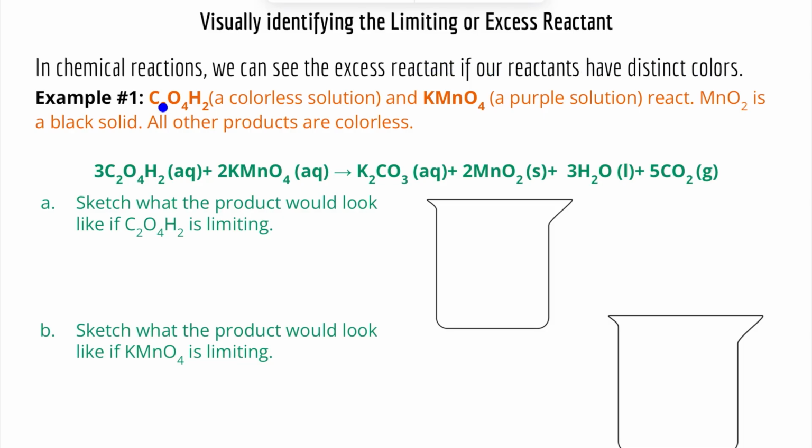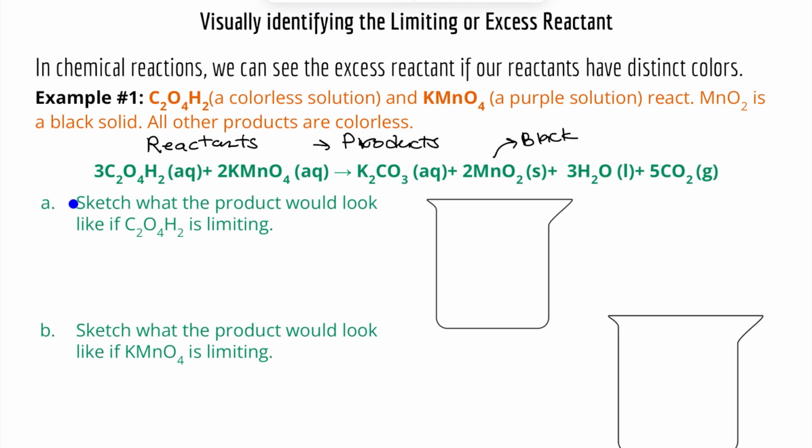So here is an example. We have C2O4H2, which is a colorless solution, and KMnO4, which is a purple solution, and those are going to react. MnO2 is a black solid, and all the other products are colorless. So again, our reactants are on the left of the arrow, our products are on the right, and this one said that our MnO2 is a black solid. The rest of these are going to be colorless.